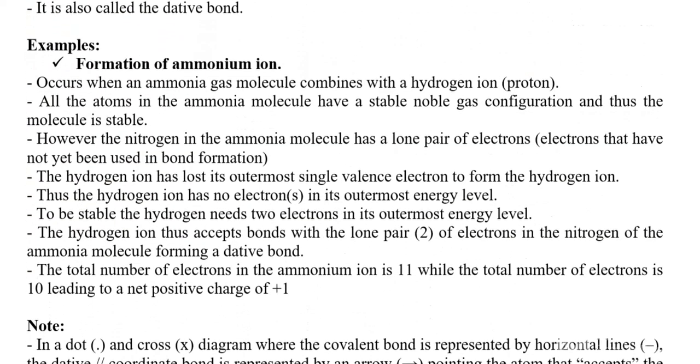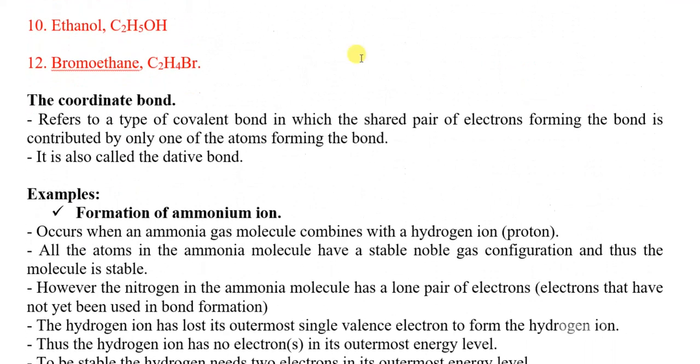Then the last thing I want to talk about is the coordinate bond, which we also call dative bonding. A coordinate bond is a dative bond. But once you have understood a covalent bond, then a dative bond is very easy because it is just a sister to covalent bonding. So what is dative or coordinate bonding? It refers to a type of covalent bond. You hear that? It is a type of covalent bond.